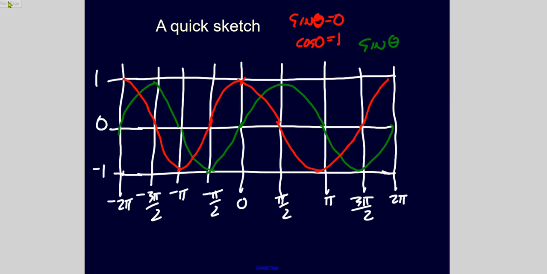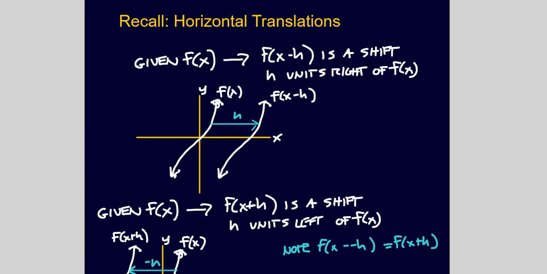All right. So now recall horizontal translations. Again, I've done this in a previous video, but I'm going to do it again here. So given f of x, f of x minus h is a shift h units to the right. Remember, the minus actually is the opposite of what you think. You might think this is going to be a shift left, but actually that's a shift right horizontally. So here's the function f of x. I shift it h units right. We get f of x minus h.